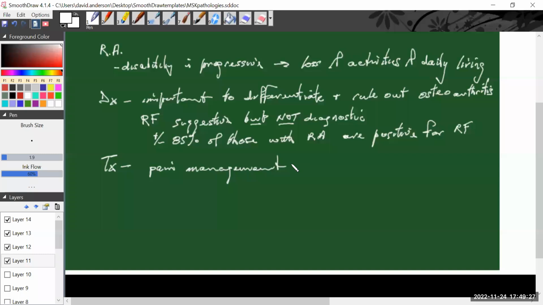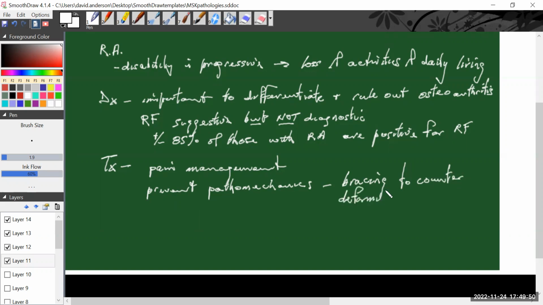But the other goal here is also to prevent the pathomechanics. So that's bracing to counter deformities, especially in the wrist and hand. So you may wear splints at nighttime to prevent that distortion from occurring. Range of motion exercises, again, with a focus on mechanics, that's important.